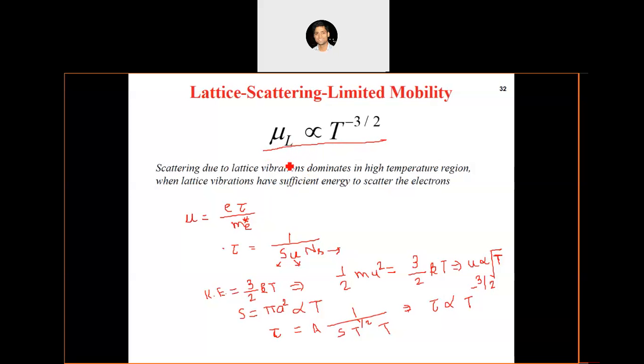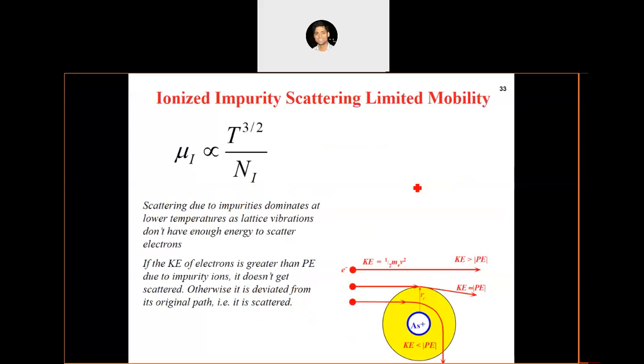Mu L is nothing but lattice scattering limited mobility. So that comes out to be proportional to T to the power minus 3 by 2 when the scattering is being done by the vibrating atoms. Any questions on this? Any questions? Okay, then let us move ahead.